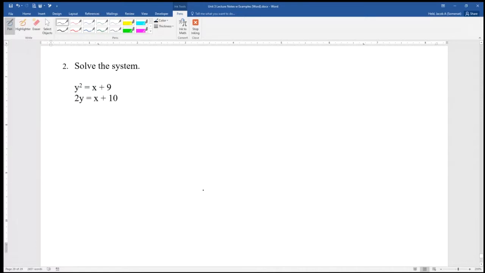Another system similarly set up. I have a squared on my y, I have an x with no coefficient in both of them. I'm still going to pick the linear one to solve for. I need to get the variable with no coefficient by itself, so I need to get rid of the plus 10 with the x. So I get 2y minus 10 equals x. So I use the second equation. Now I need to use the first. I'm going to drop out the x.